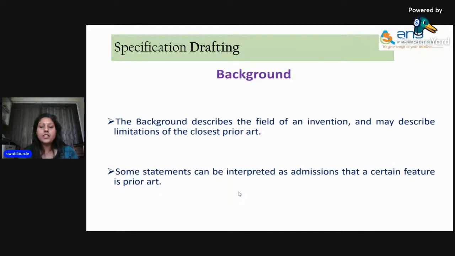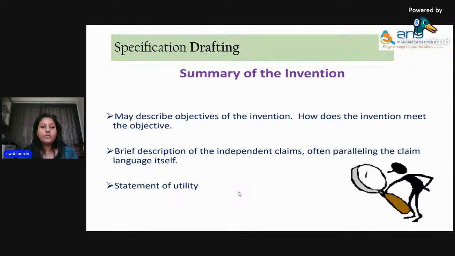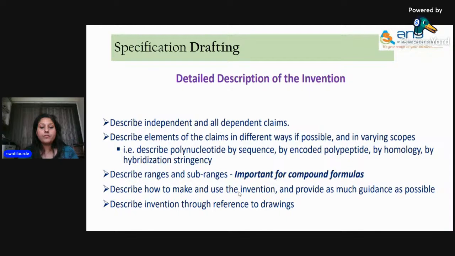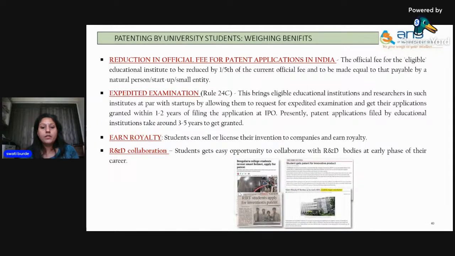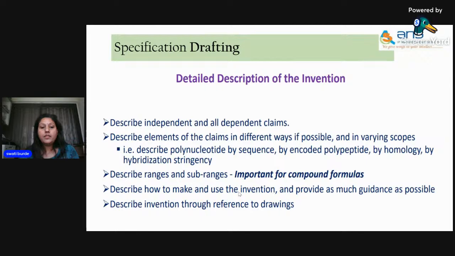So yeah, the background describes the field of invention, and it may describe the limitations of the closest prior art. The summary involves the objectives of the invention, a brief description of the independent claims, and a statement of utility. So the detailed description has all the dependent claims and all possible embodiments. So this was all about patent drafting.